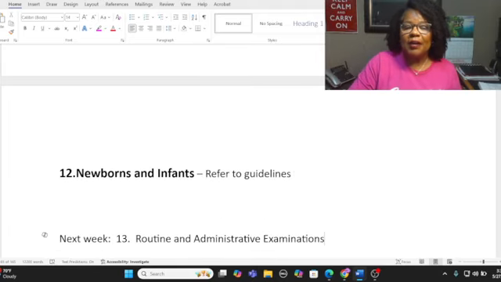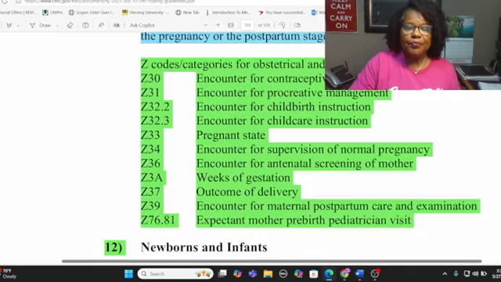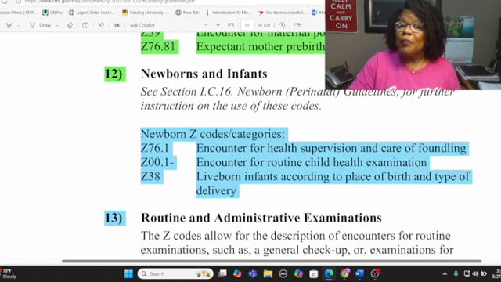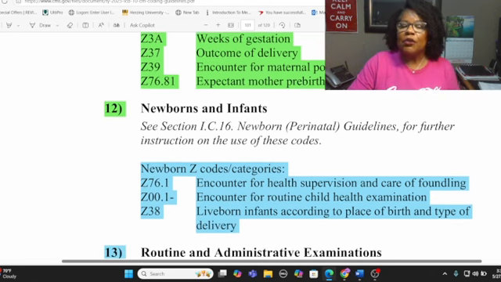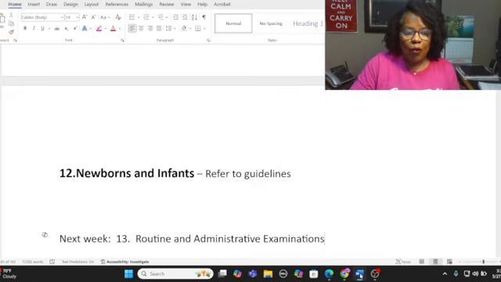All right, we're down to 12, newborns and infants. Again, refer back to section I.C.16 for newborn perinatal guidelines for further instructions on the use of these codes. These newborn Z codes are Z76.1, Encounter for Health Supervision and Care of Foundling; Z00.1, Encounter for Routine Child Health Examination; and code Z38, Liveborn Infants According to Place of Birth and Type of Delivery. See if I've got any notes at 12. Nope, just refer to the guidelines because they're straight to the point.